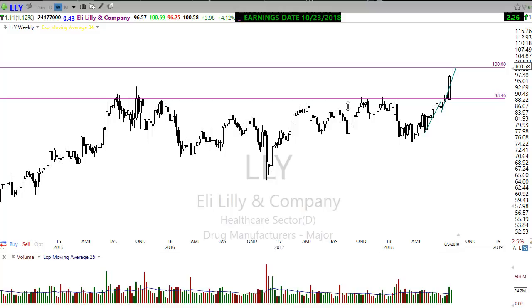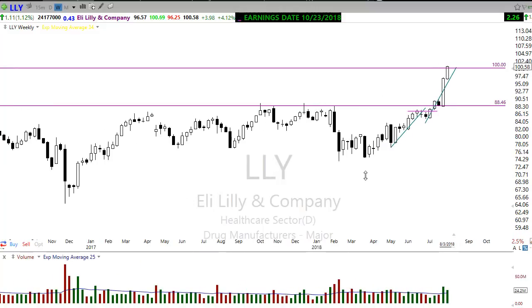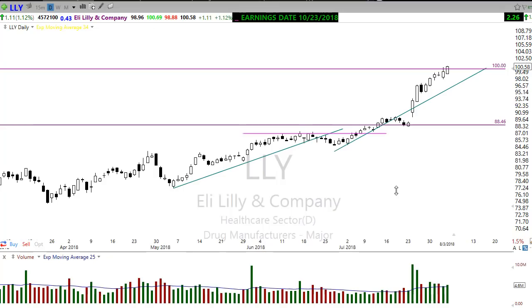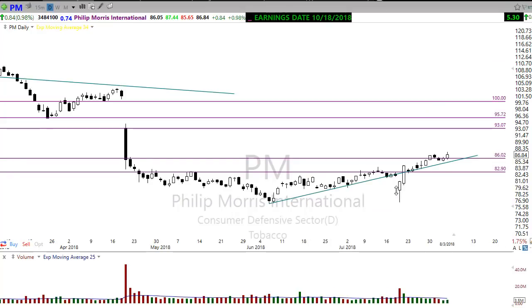In the meantime, while you're waiting, there's going to be other charts setting up. There's going to be other trades making those kind of moves, things that we want to watch. So, for example, Philip Morris.